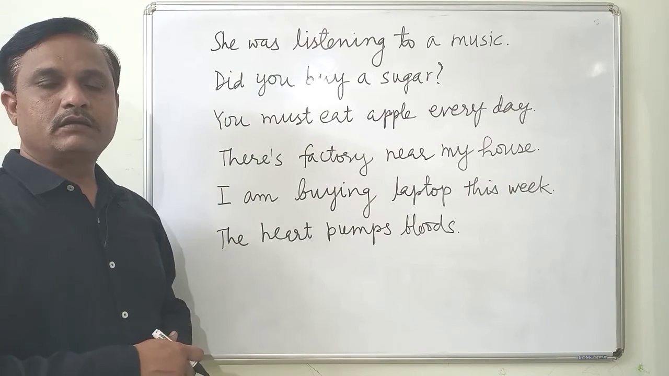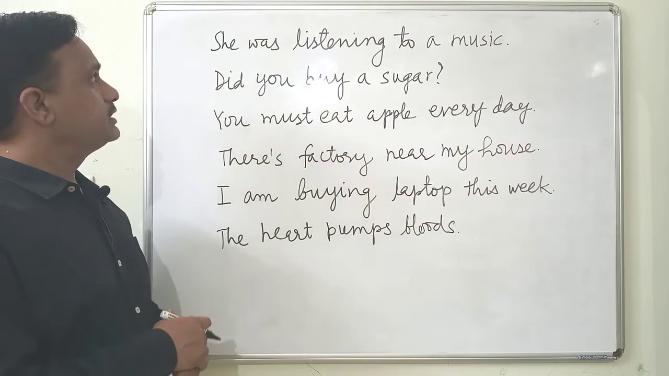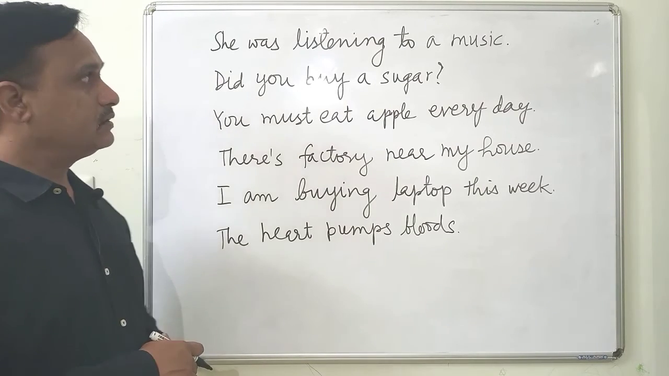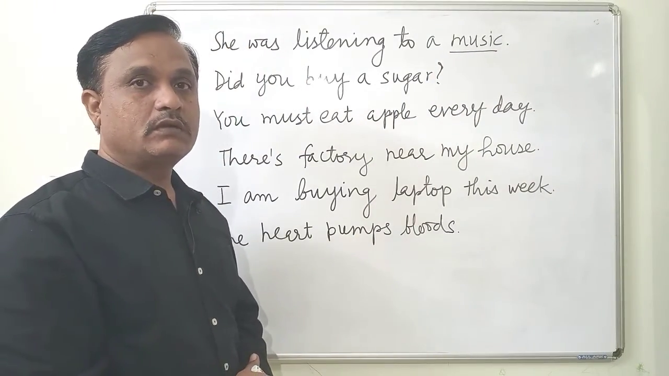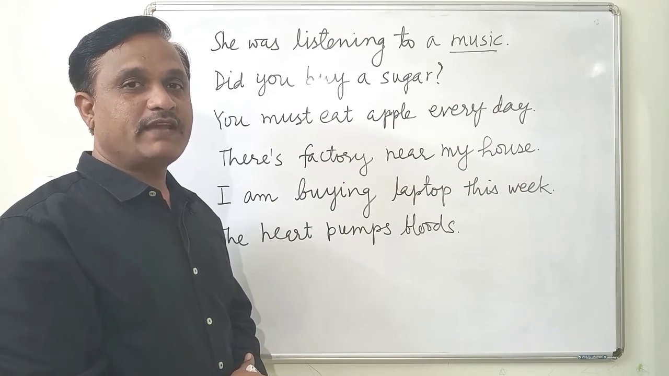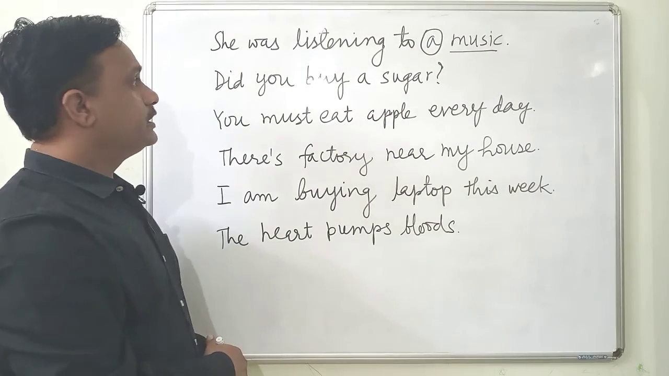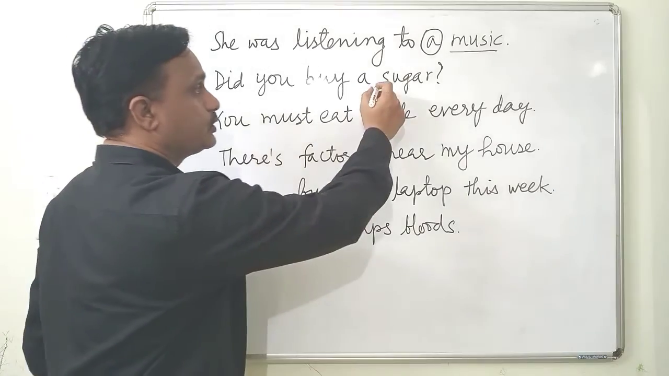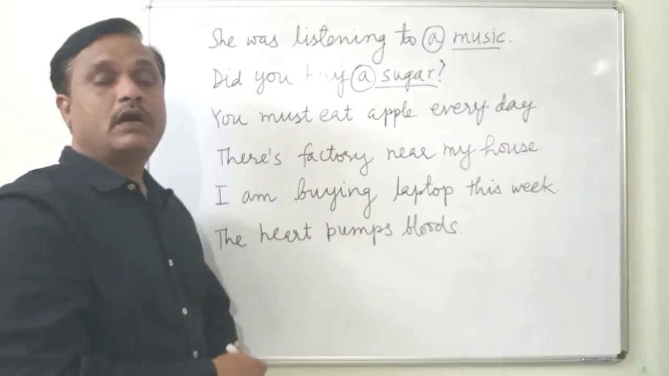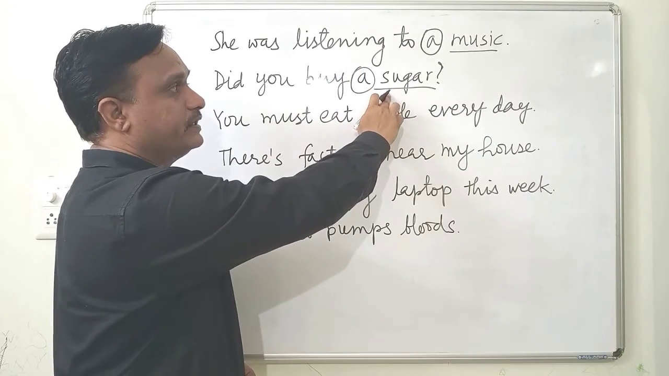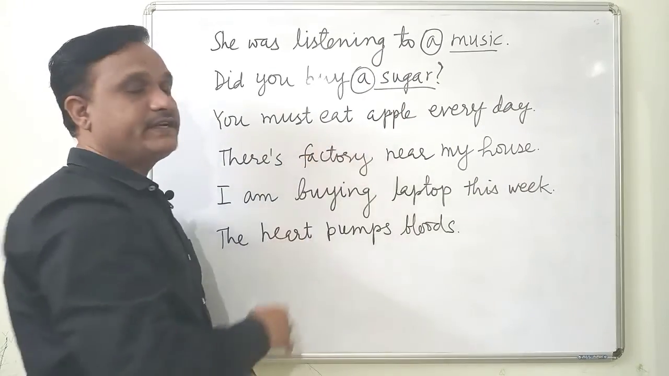Let's understand countable and uncountable nouns in these examples. She was listening to a music. Here music is a noun. Can we make it plural? Musics? No. Can we add s to music? No. She was listening to music. Did you buy a sugar? Sugar is a noun over here, which is uncountable, and should not be used with article a. You cannot make plural of this, sugars. We can't.